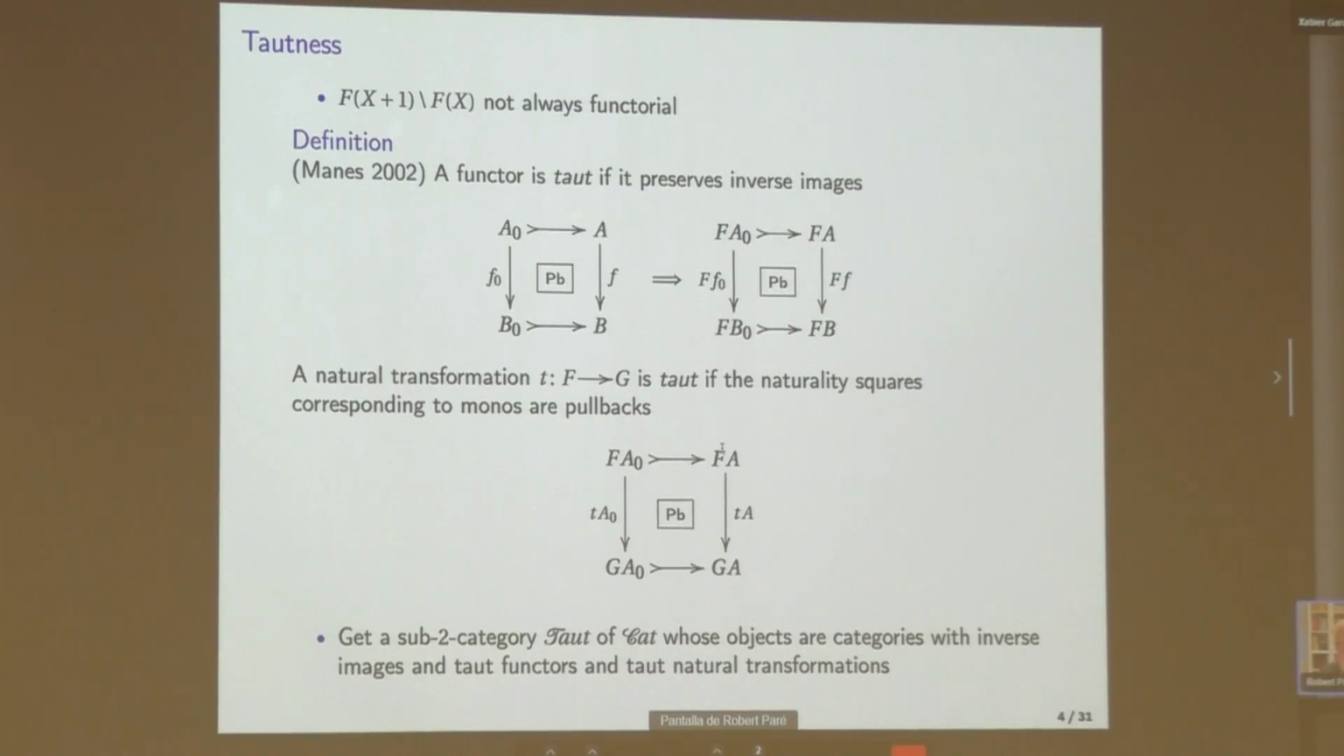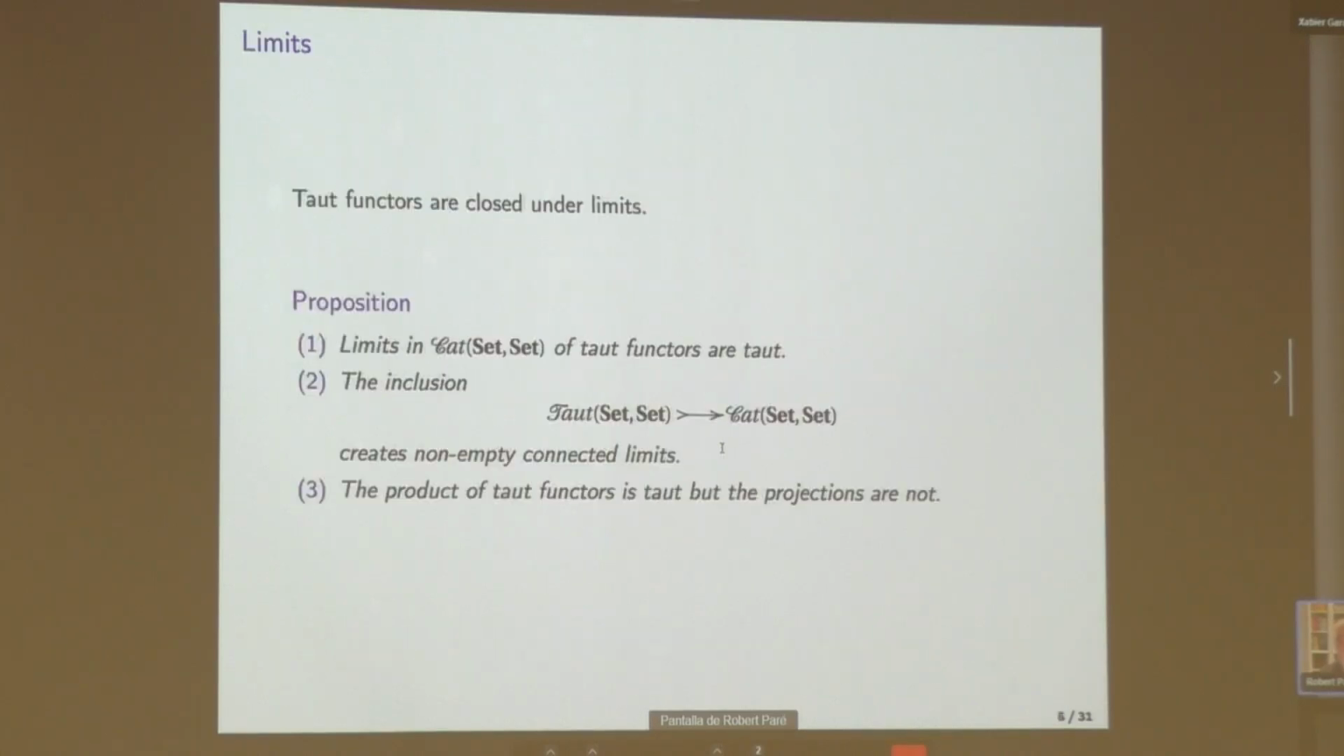So you can compose top functors, and you can compose natural transformations in various ways, and you get a sub-2-category Top of Cat. Okay, so the objects are categories with inverse images, and the 1-cells are top functors, and the 2-cells are natural transformations.